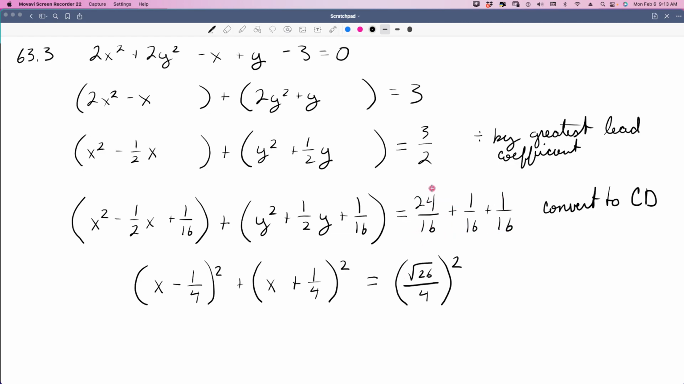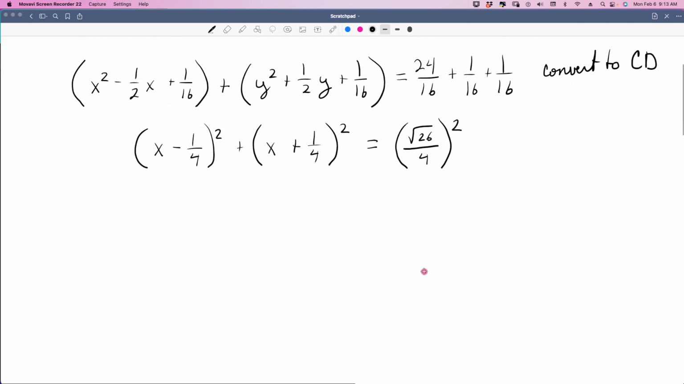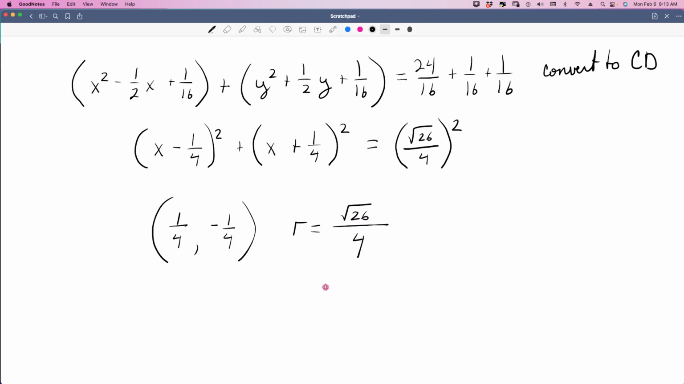When we take the square root of all of that, 16 is a perfect square, so we can go ahead and reduce that to 4. But we can't do anything with 26 because the factors of 26 are 2 times 13. So we just have to leave it in the square root format. So what that tells us is we have a circle whose origin is positive 1/4, negative 1/4, with a radius that equals square root of 26 over 4.